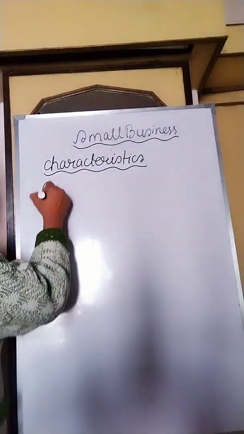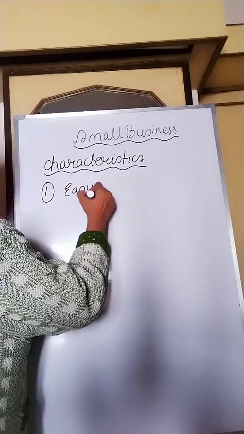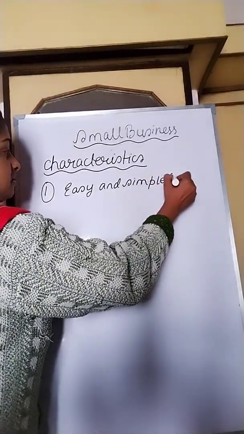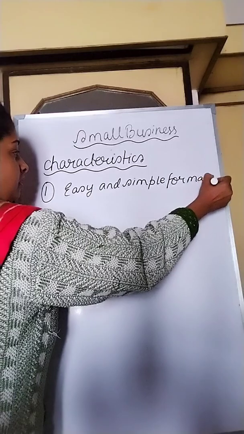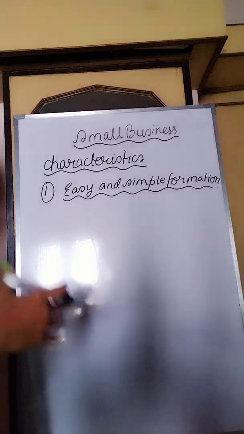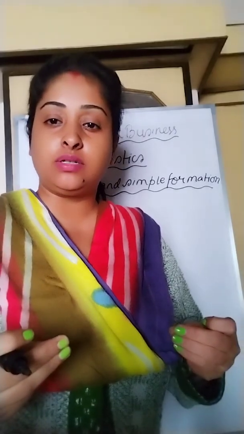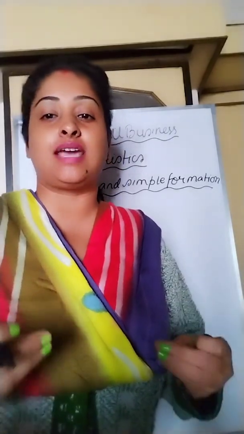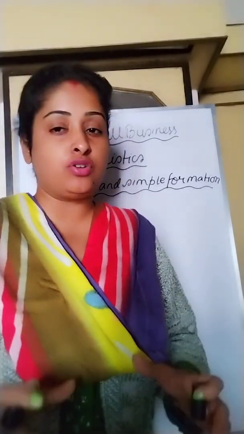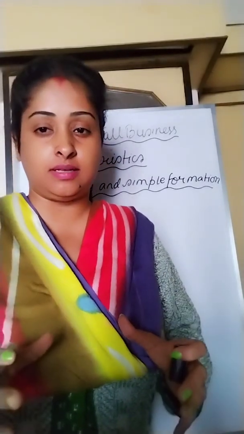The first characteristic is easy and simple formation. It means that the business does not require many legal formalities. The business does not require much paperwork. Small capital is required, only a trade license is required, and the business can be started. Huge paperwork or huge legal formalities are not required in order to form a small business. So this is the main feature as well as one of the greatest advantages of small business.